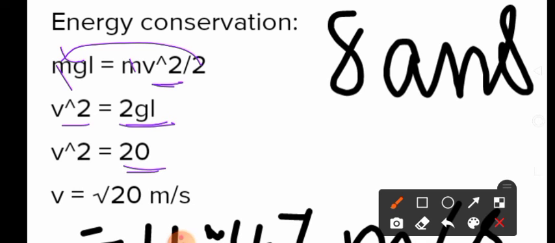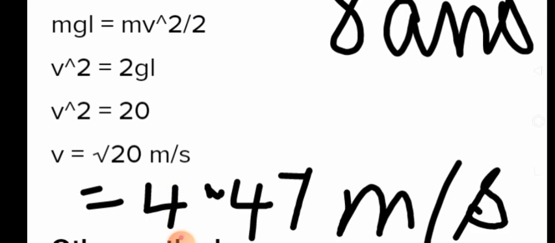Okay, v square equal to 20, and we want to find out the speed value. How can we find it? When you take the square root on both sides, v square will become v, and this is square root of 20 meters per second. When you take the square root of 20, the answer will be 4.47 meters per second. Do you understand this, children?